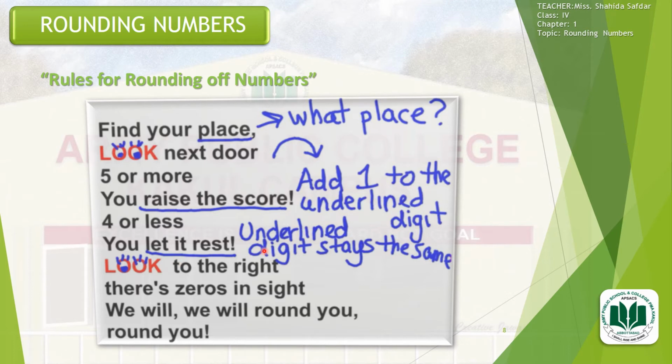Look to the right, there's 0 in sight. What does this mean? This means that all the digits to the right of the underlined digit will be replaced by zeros. We will round you, round you.